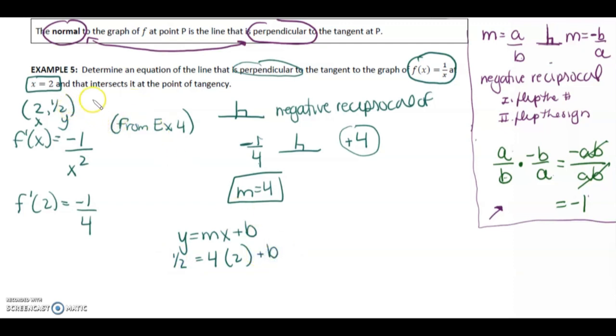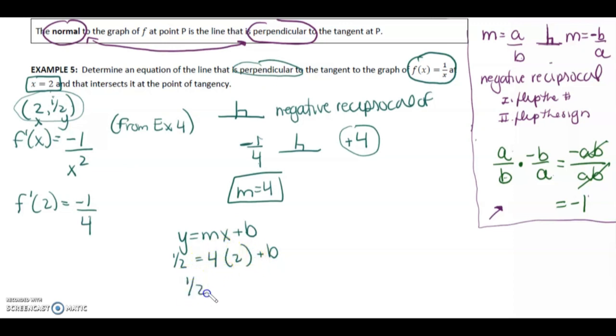And then it says, and that intersects it at the point of tangency. Yep, so it does, because the point of tangency goes through this point here. So the information that we took from the original point of tangency is the point. It's going to intersect right there. Because we're dealing with a tangent line, it only intersects at this point, and then we're dealing with perpendicular. So we're taking the same slope, but perpendicular, and that's it.